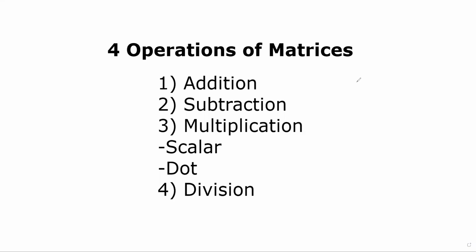This is the review for the 4 different operations of matrices. So just like regular numbers, there's these 4 main types of operations. You have addition, so adding 2 matrices, subtraction, multiplication, and there's actually 2 types of multiplications when it comes to matrices. You have scalar multiplication and dot multiplication, and I'll go through the difference between those in a few minutes. And then lastly, we have division.